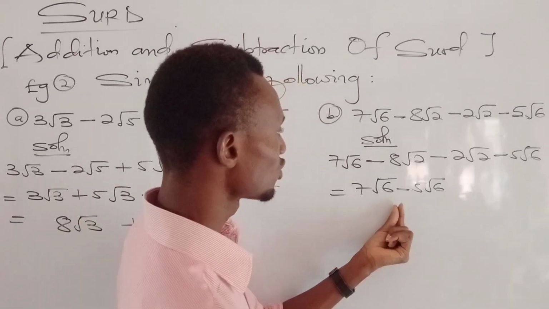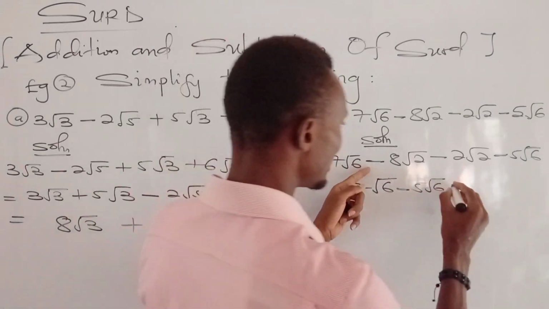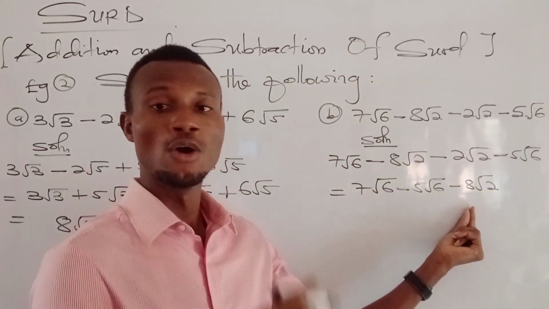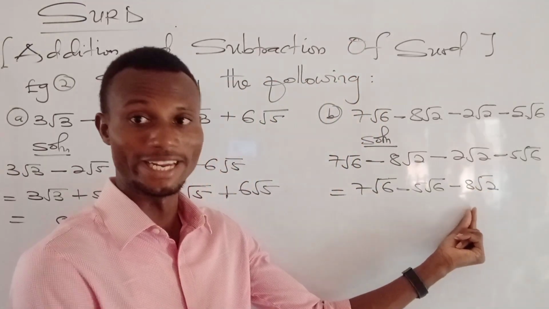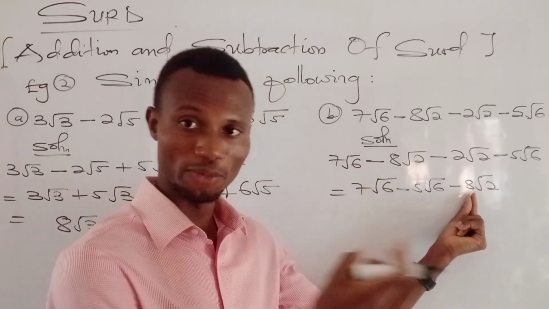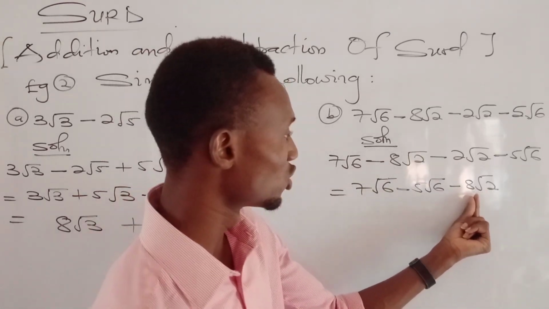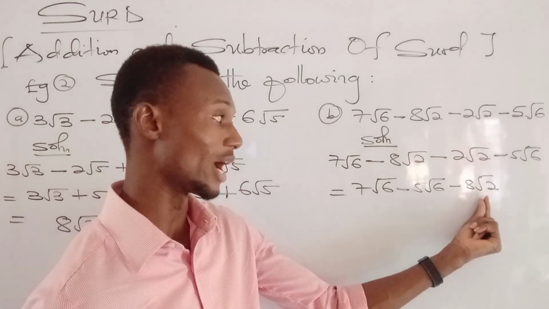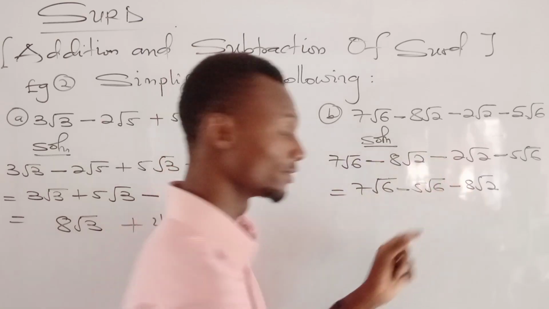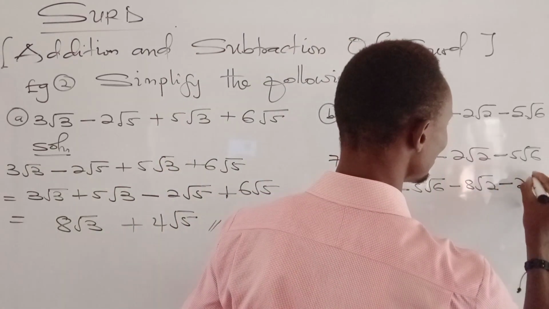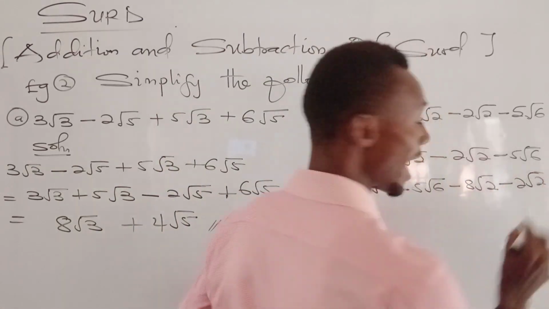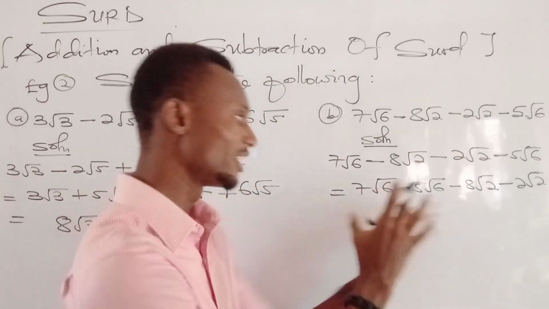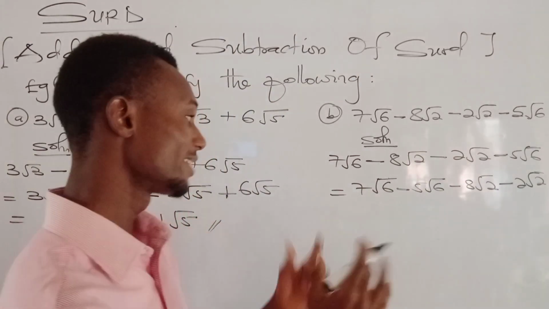Okay, now the next one which will come will be the minus 8 root 2. Then I look for the one which also has root 2 in it and join it to it because we are grouping like terms. The one which has root 2 in it is this minus 2 root 2. So I'll join it with this one. You pick it with a sign. The sign is negative. So minus 2 root 2. I hope the explanation is clear enough and you understand it. So we just group like terms. Now let's simplify further.